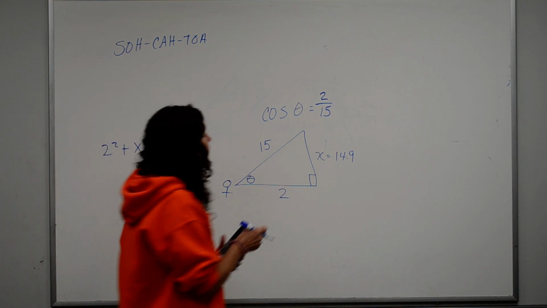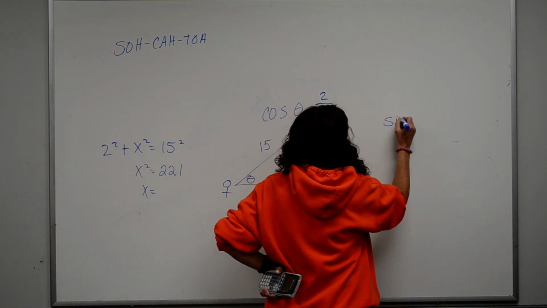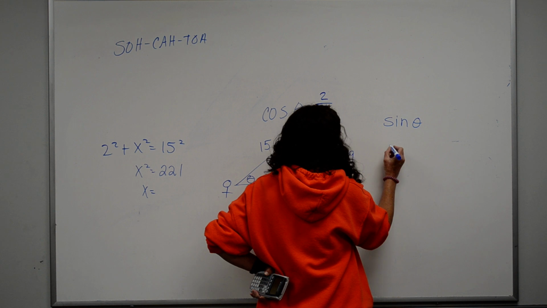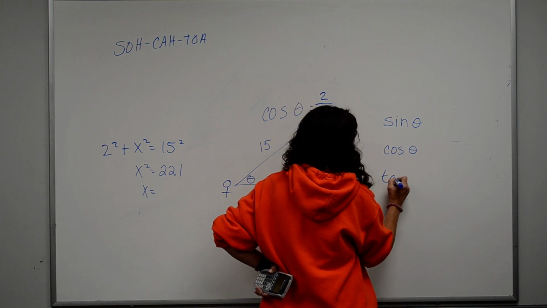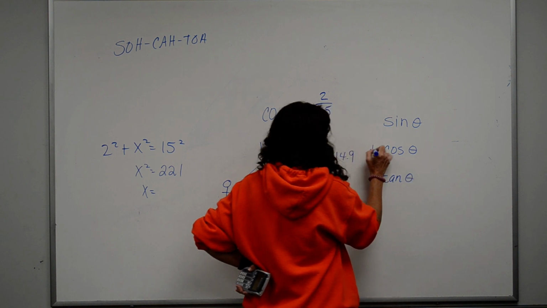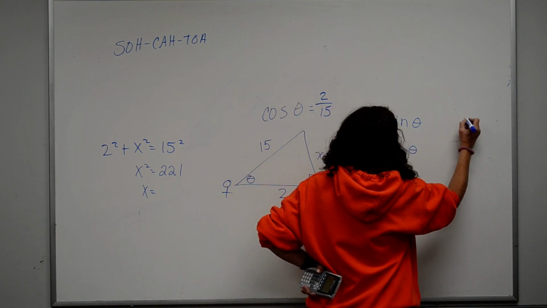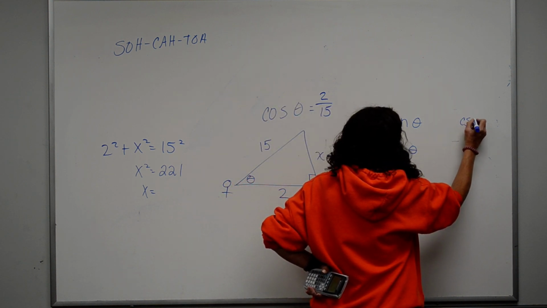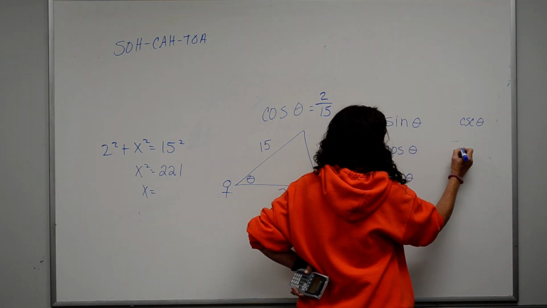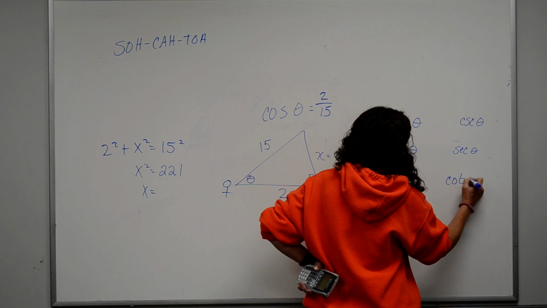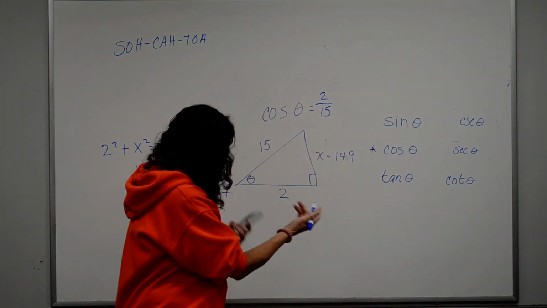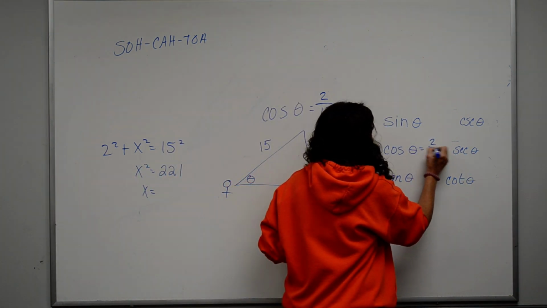Okay? So now I come back over here. I've got sine of theta. I'm actually going to go ahead and do the cosine of theta and the tangent of theta. Now this is the one that they gave you. This would be the cosecant of theta, because that's the inverse of the sine. This would be the secant of theta, and this would be the cotangent of theta. Now, I've got this one, 2 over 15.